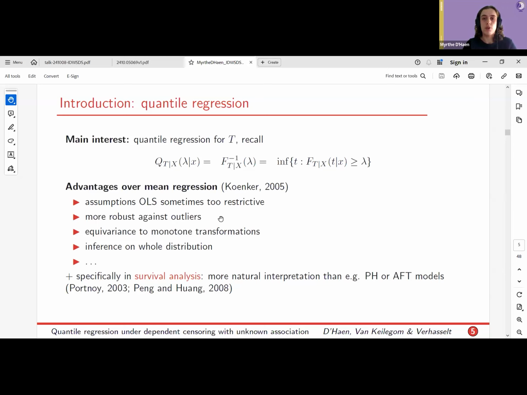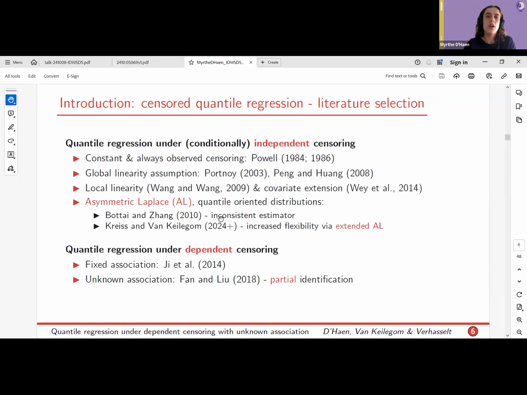So quantile regression has been studied in survival analysis quite a lot already. And of course, survival often comes with censoring. So that's why there is actually already quite some literature available on censored quantile regression. And I put just a short selection on the slide here. As you can see, there are 2 categories. First we have the one assuming that the censoring is independent, and that originated actually already 40 years ago in a very easy setting, and then gradually more complicated and also more relevant cases for practical use have been studied.